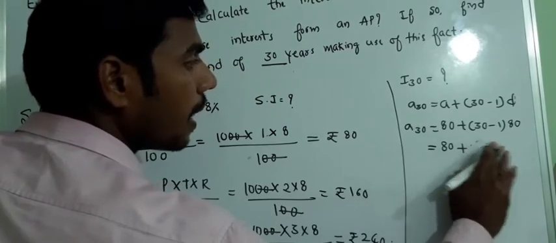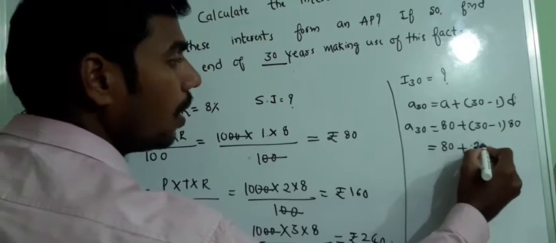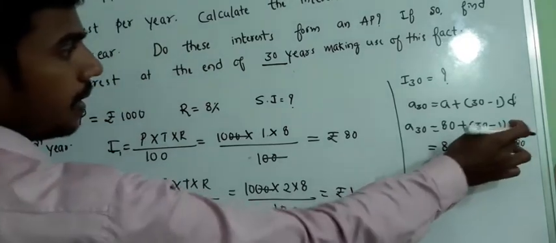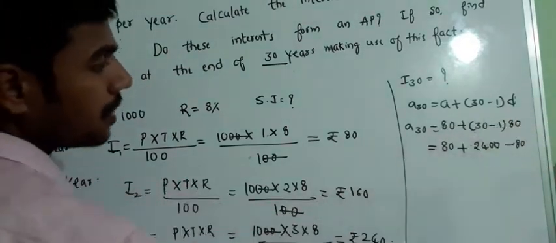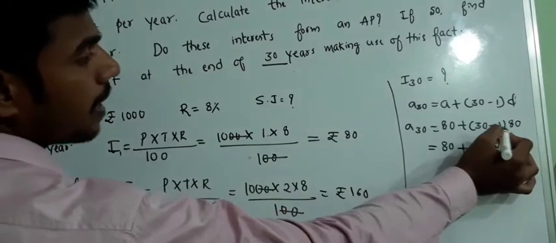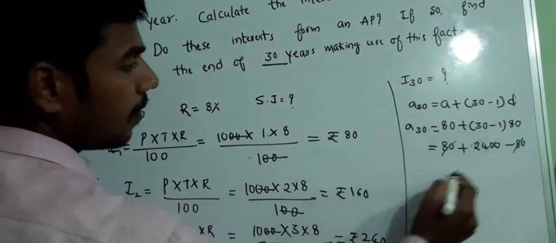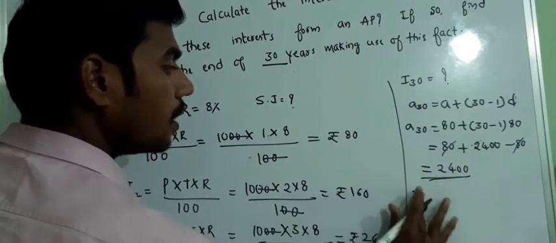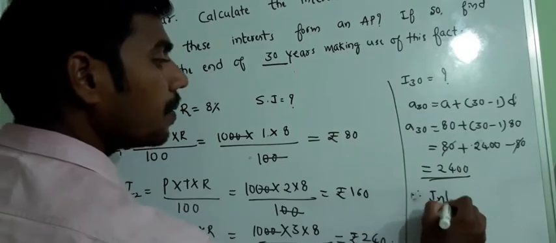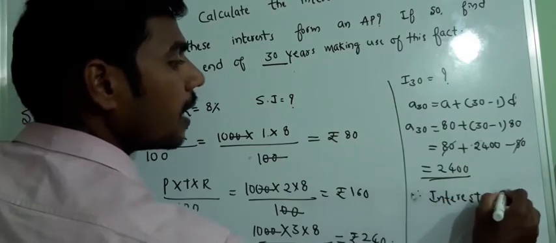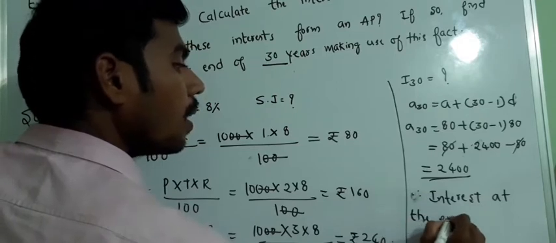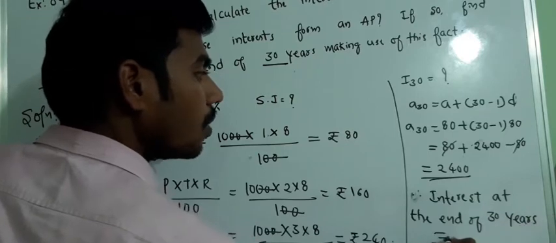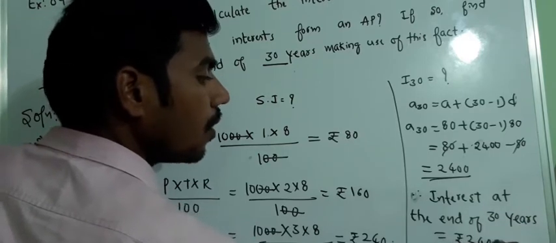Now we will multiply like this. 80 into 30 minus 1 is 29, so 80 times 30 minus 80. 8 3s are 24, followed by 2 zeros, minus 80. So this 80 will get cancelled. The answer is 2400. Therefore, the interest at the end of 30 years is equal to rupees 2400.